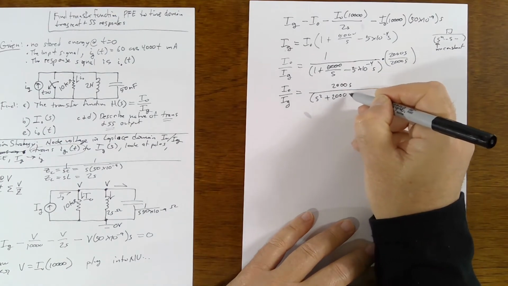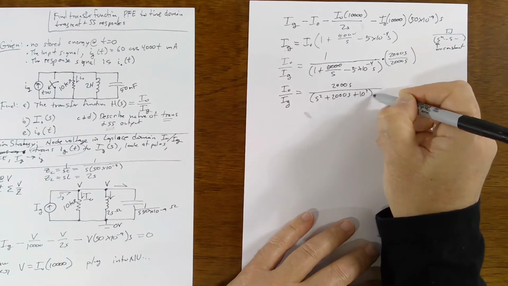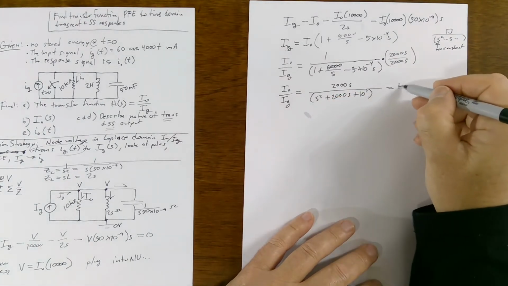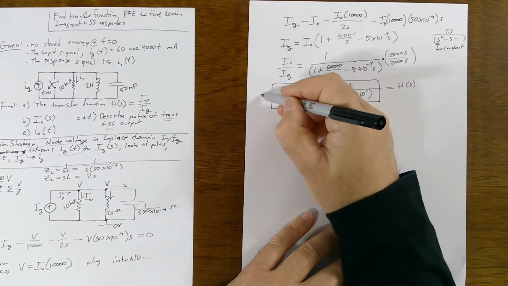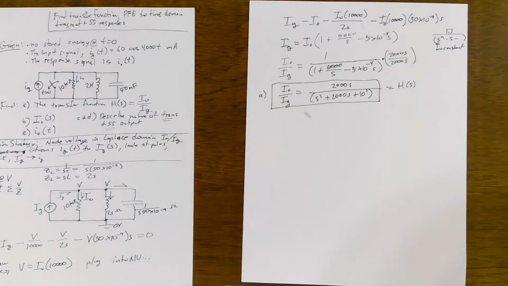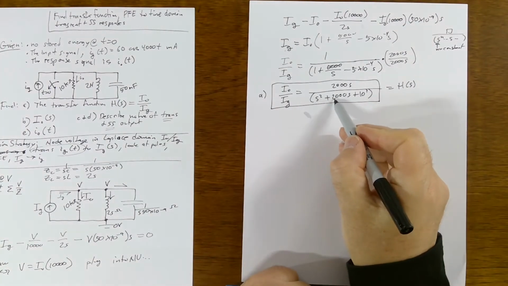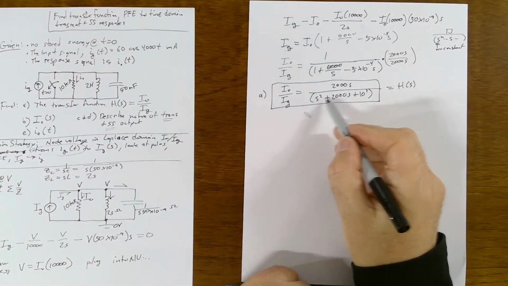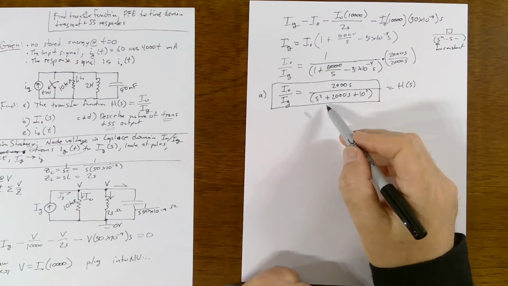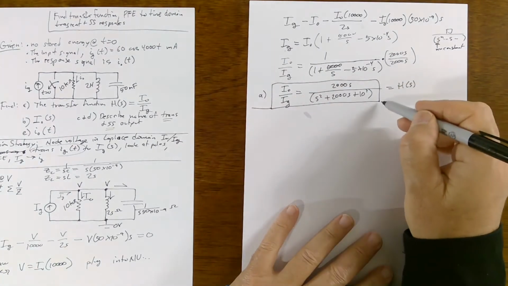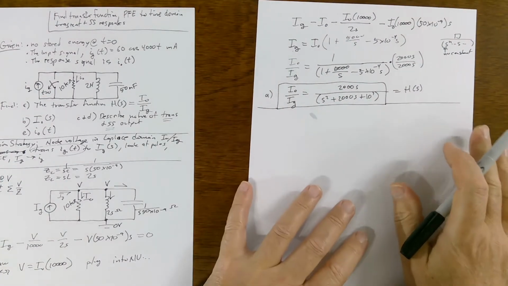So we end up with this, which is the format we want. And this is H of s, the transfer function H of s. So this is the answer to part A. And it's in the format we want, of descending. The numerator and the denominator are both polynomials with descending exponent values. That's what we want. That was part A.